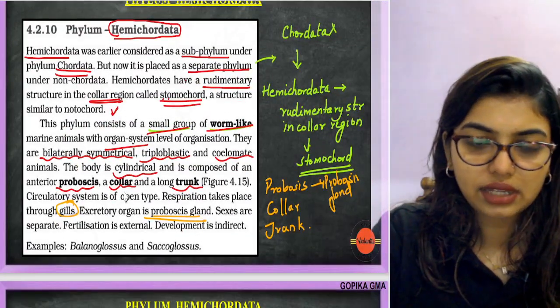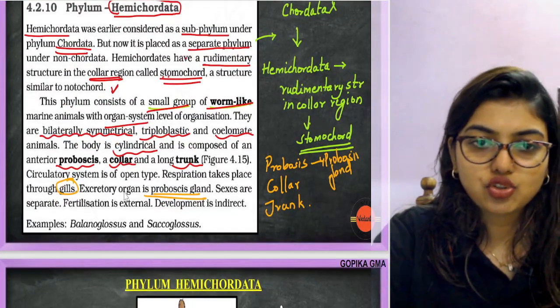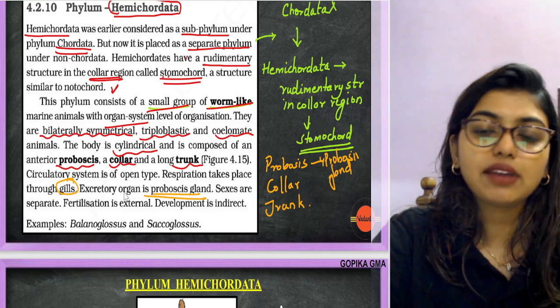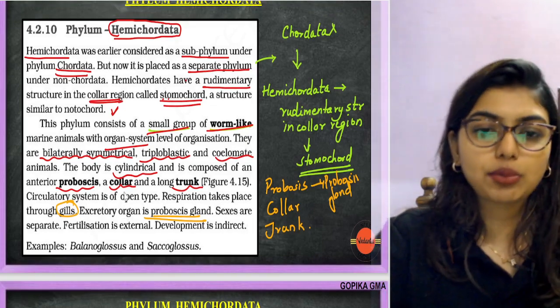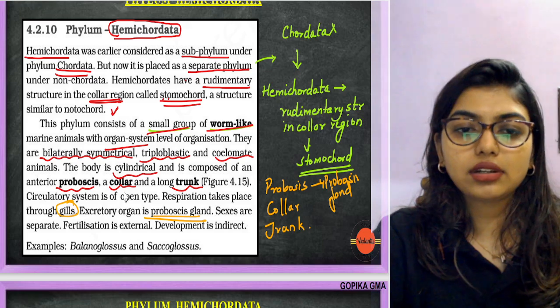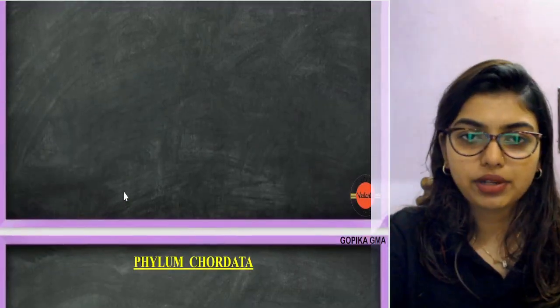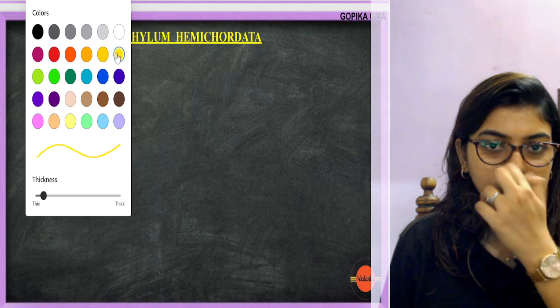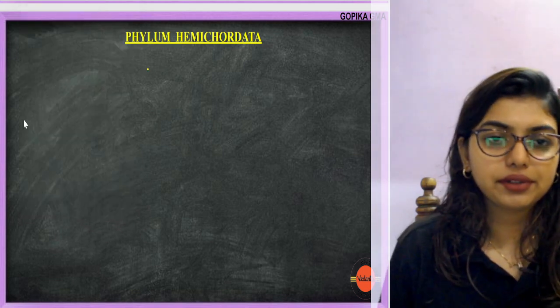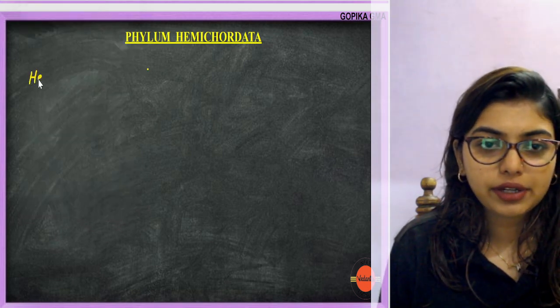So here we have hemichordata. We understood stomochord was the reason why we put them here. They are worm-like marine animals and they are bilaterally symmetrical. Body is divided into proboscis, collar and trunk, and the circulatory system is open. Okay, so we will write it here. Here we are going to write hemichordata.